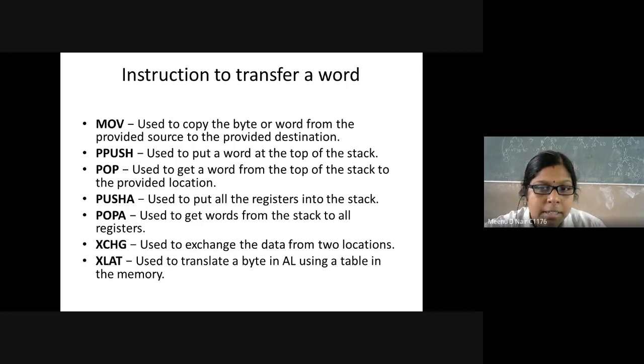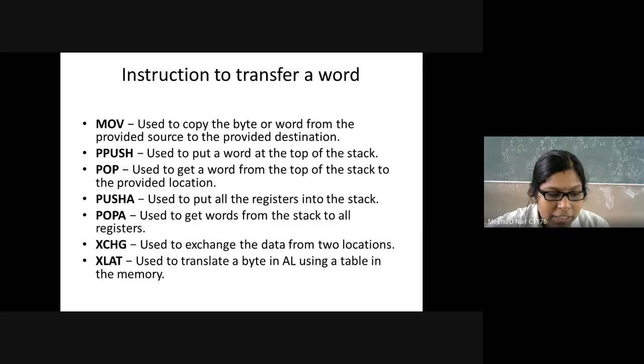Next one is PUSHA. You put all the registers into the stack. Whatever registers you are using, all the data you are transferring to the stack. That is the PUSHA command. Then the POPA command retrieves the data from the stack to all the corresponding registers. Then exchange, XCHG. It is used to exchange the data.